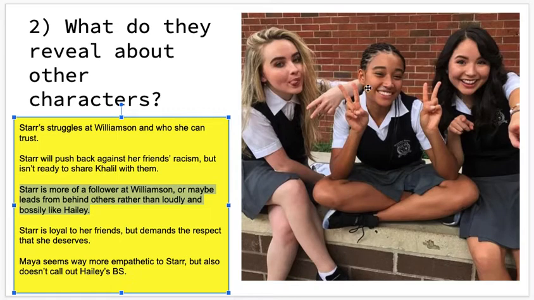Who is Star as a leader at Williamson? Who is Star as a leader in Garden Heights? Who is Star then overall as a leader? It also revealed that Star is clearly loyal to her friends. She doesn't stop being friends with Haley after she makes this racist remark or after she unfollowed her from Tumblr, but she also clearly demands the respect that she deserves. So she's not afraid to set her boundaries, and I think that's pretty dope of Star.